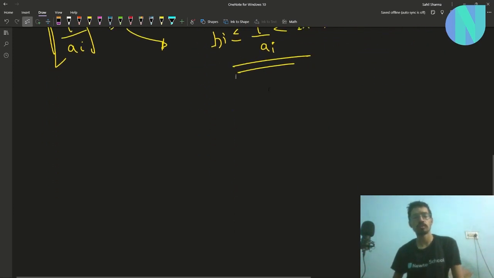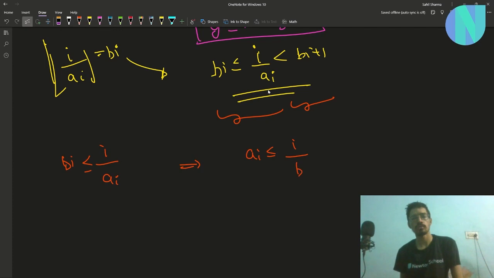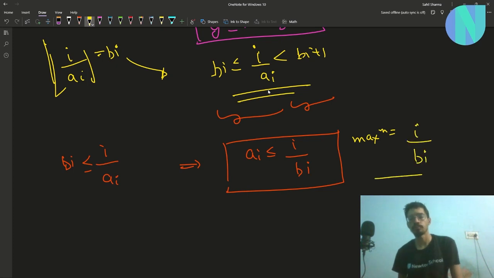Now we will solve these two inequalities separately. We will first solve the left side and then the right side. Let's start with the left side, that is bi is less than or equal to i over ai. If you swap bi and ai, you get ai is less than or equal to i over bi. Using this, we have gotten an upper bound. So we know that ai is less than or equal to i over bi, so our maximum value is equal to floor of i over bi.